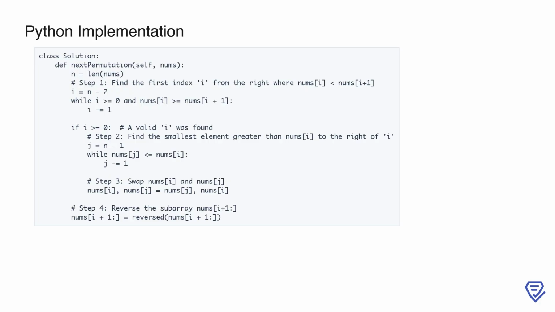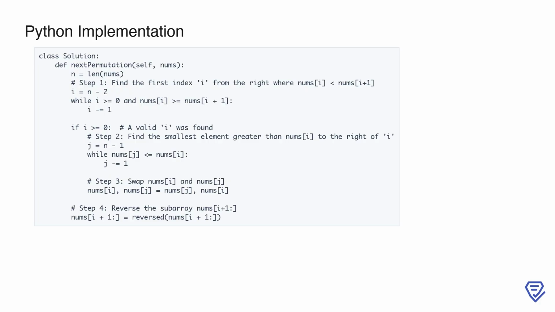Start from the right of the array and find the first pair of indices i and i plus 1 such that nums[i] is less than nums[i+1]. This identifies the first position where the sequence is not in descending order. If no such i exists, the array is already at its largest permutation. Step 2. If a valid i is found, search for the smallest number larger than nums[i] from the right-hand side of the array. This ensures we find the next largest permutation.